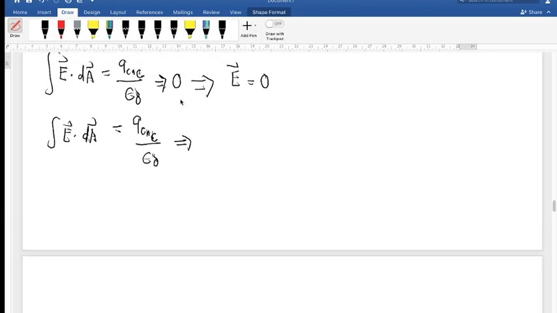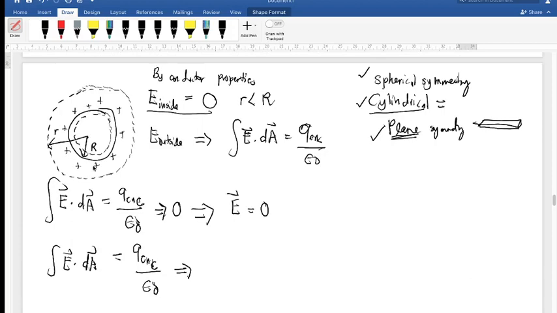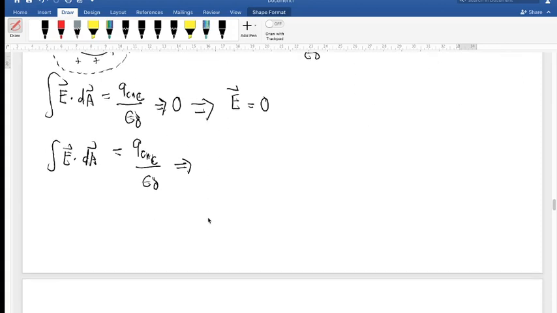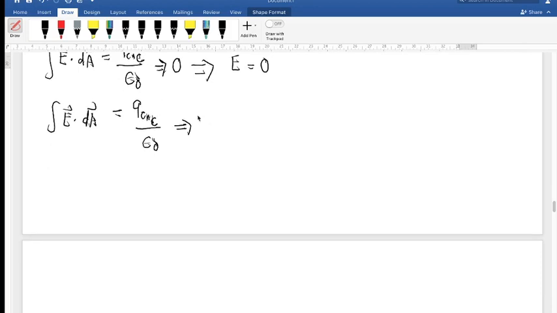So what is the enclosed charge for the outside surface? Now remember, your solid conducting sphere has a positive charge Q, the excess charge. So therefore, your enclosed charge is just positive Q. So we can replace Q enclosed with positive Q. So we have E dot dA equals Q over epsilon sub naught.